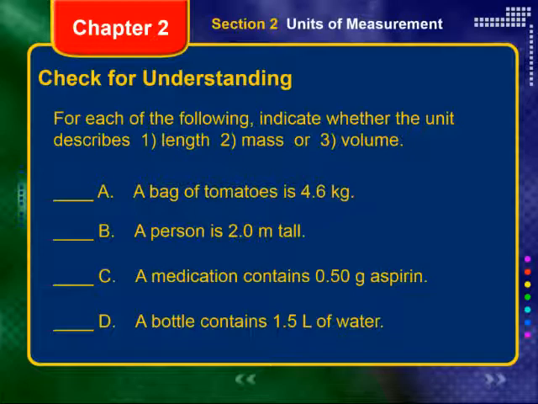So a bag of tomatoes is 4.6 kilograms. Well, kilograms is a unit of mass. A person is 2 meters tall. Meters is a unit of length. Medication contains 0.50 grams of aspirin. Grams is a unit of mass. The bottle contains 1.5 liters of water. Liters is a unit of volume.